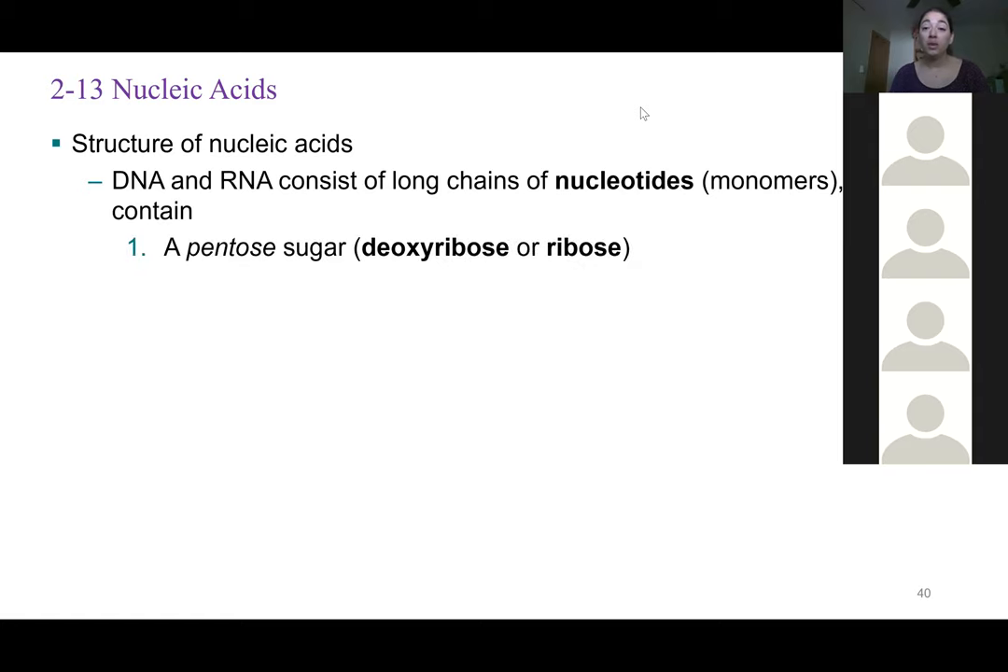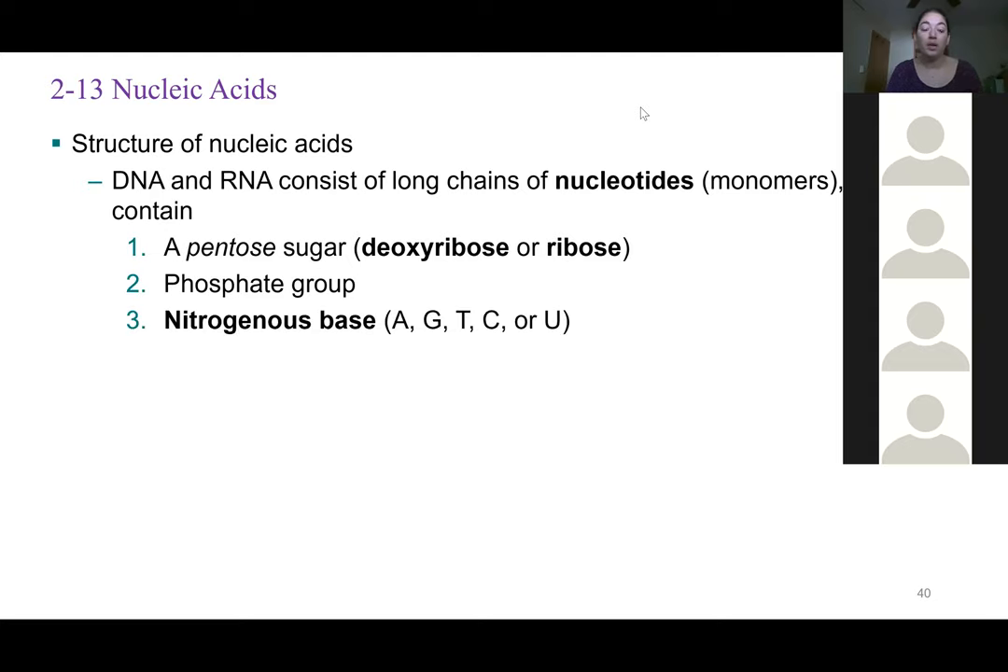Okay, so DNA and RNA both contain a sugar, either deoxyribose or ribose. So that's the first part of the word. Then a phosphate group. Phosphate, we're going to see, comes up a lot as an important molecule in physiology. And then a nitrogenous base. So for DNA, you have adenine, which is A, guanine, which is the G, thymine, which is the T, and cytosine, which is the C. In RNA, instead of thymine, it uses uracil. So uracil is unique to RNA.